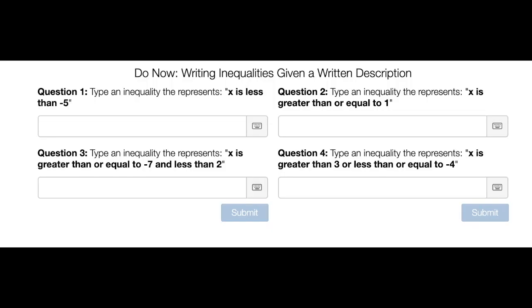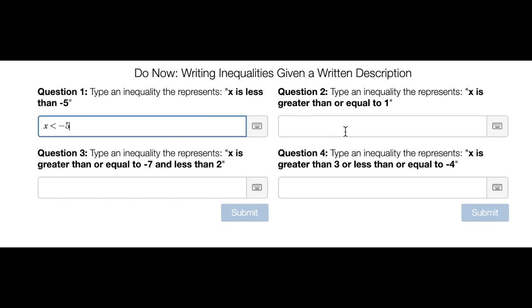Writing inequalities given a written description. Question 1. Type an inequality that represents x is less than negative 5. So first you type x. This is the less than symbol, negative 5.